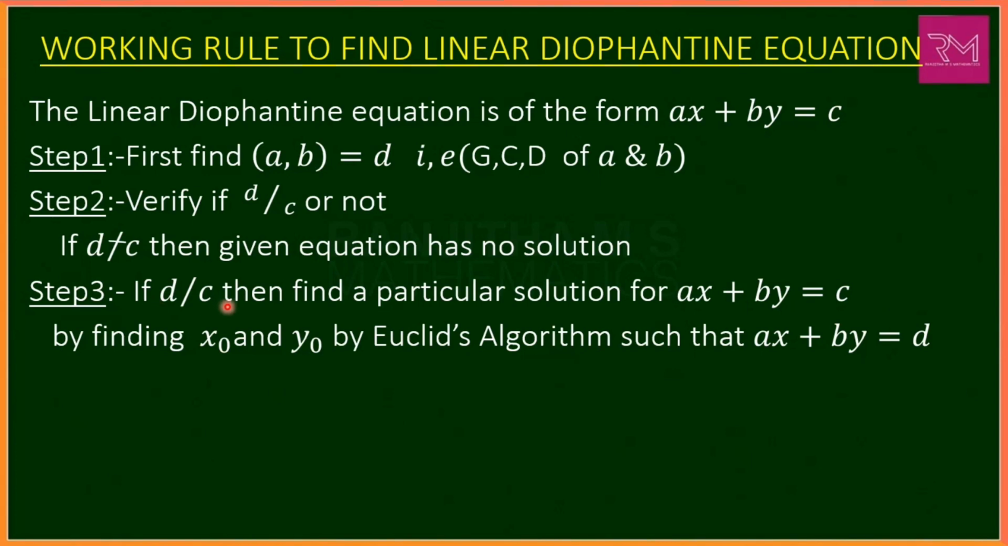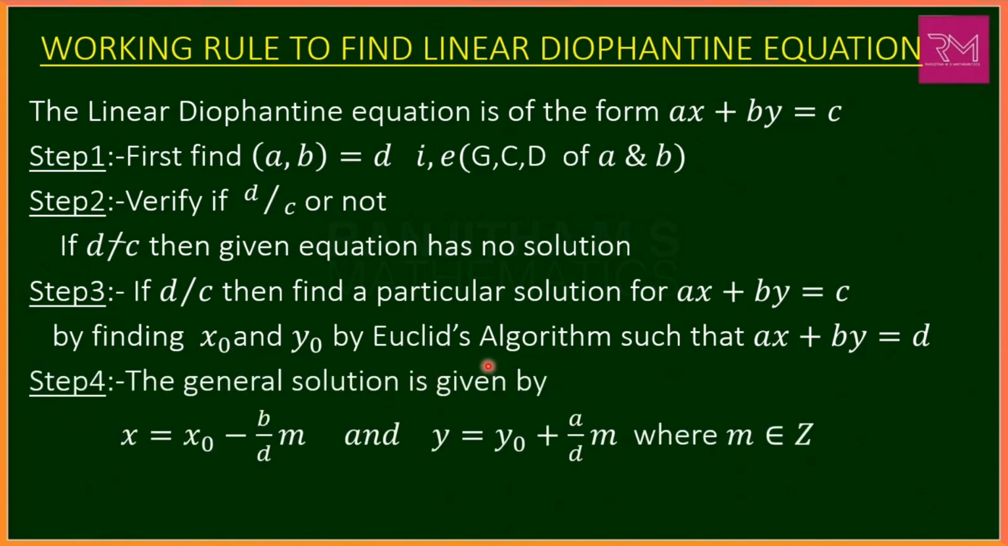Here, if D divides C, then we have to find the particular solution for this linear Diophantine equation Ax plus By equals C, by finding X naught and Y naught values by Euclid's algorithm method, such that Ax plus By equals D. That means we have to find the X naught and Y naught values with the help of Euclid's algorithm.